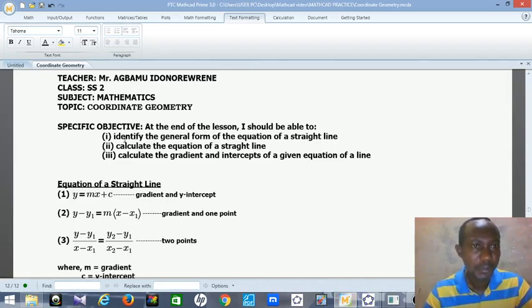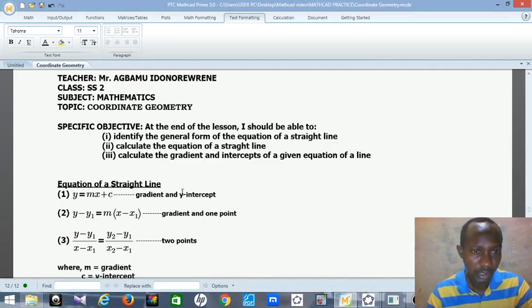I'm here to teach mathematics on the topic coordinate geometry. In today's class, I'm going to focus on the following objectives: identify the general form of the equation of a straight line, calculate the equation of a straight line, then calculate the gradient and intercept of a given equation of a line. Alright, how do I do this?